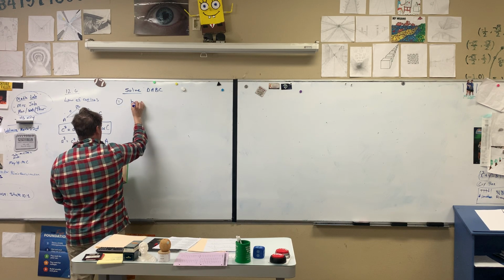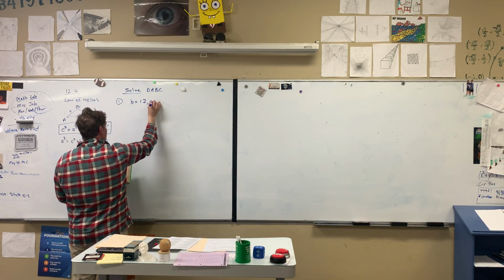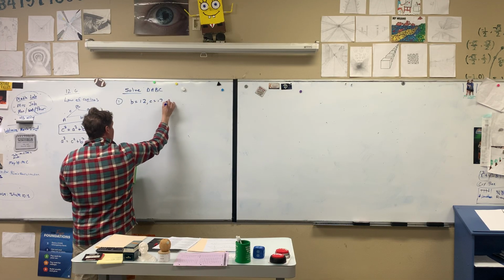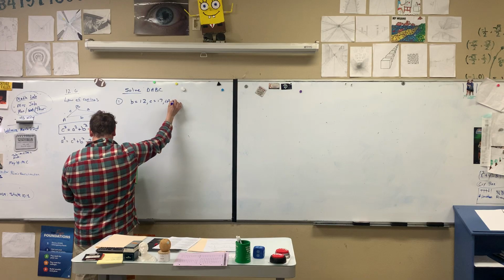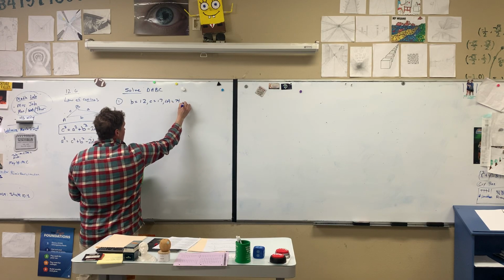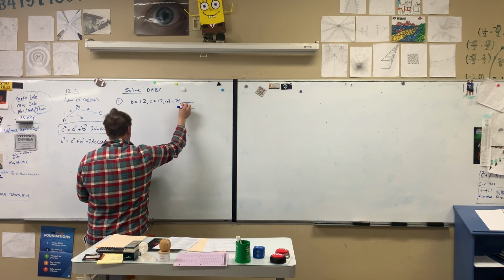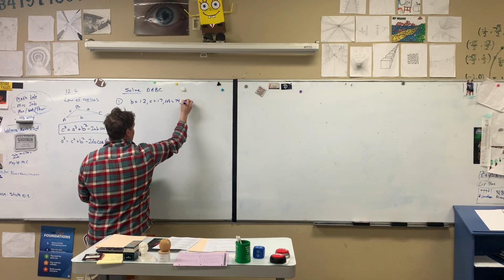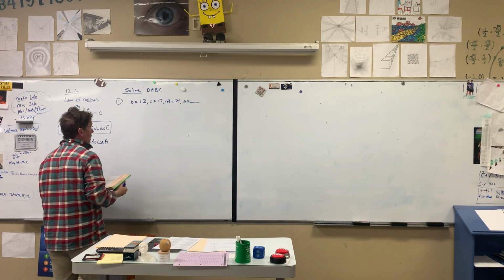B equals 12, C equals 17, and angle A equals 74. Okay, so on this one, instead of solving the entire triangle, they're going to say just solve for side A.